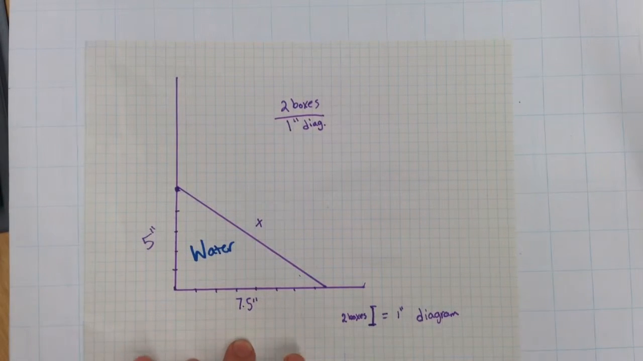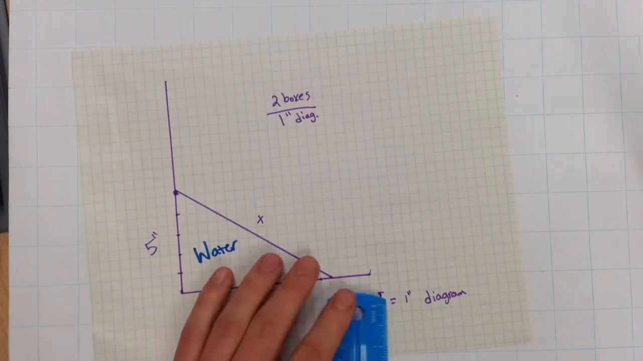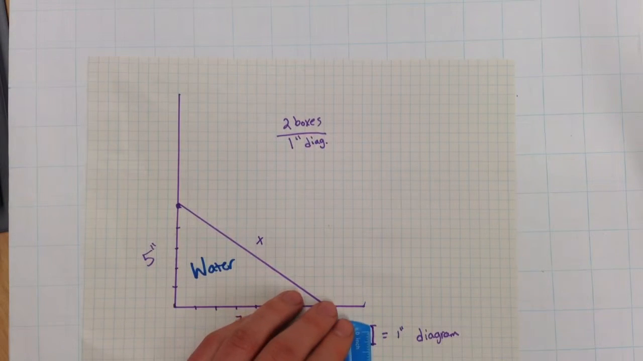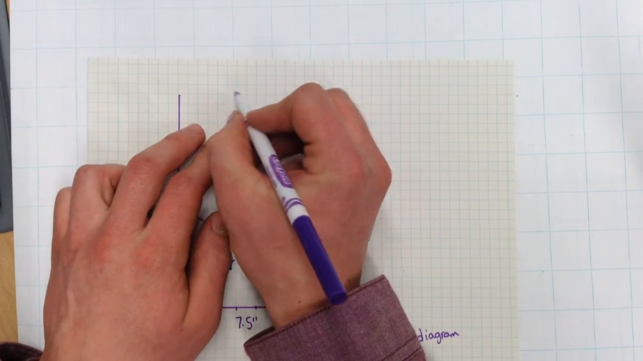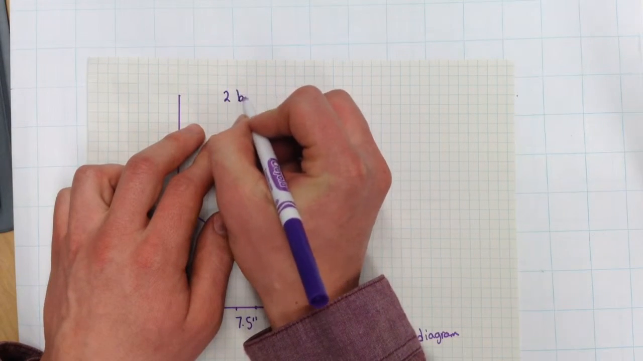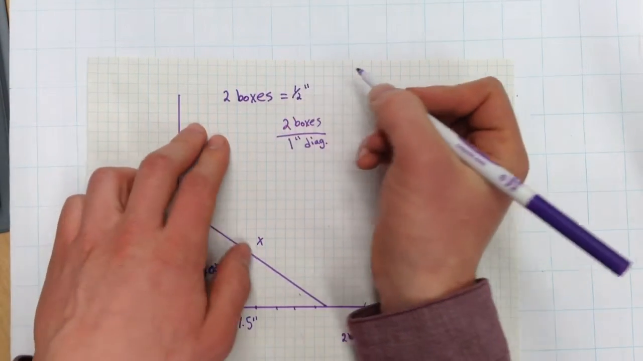But in order to measure this line, I'm going to have to make a different scale factor. So in this case, I'm going to use my handy dandy ruler, and I'm going to figure out just how tall my 2 boxes are. So I'll go down here, and I'm going to measure how tall 2 boxes are. So line that up. Okay, so that's 1/4, that's 1/2. So 2 boxes are 1/2 inch. So I'm going to write that up here: 2 boxes equals 1/2 inch.